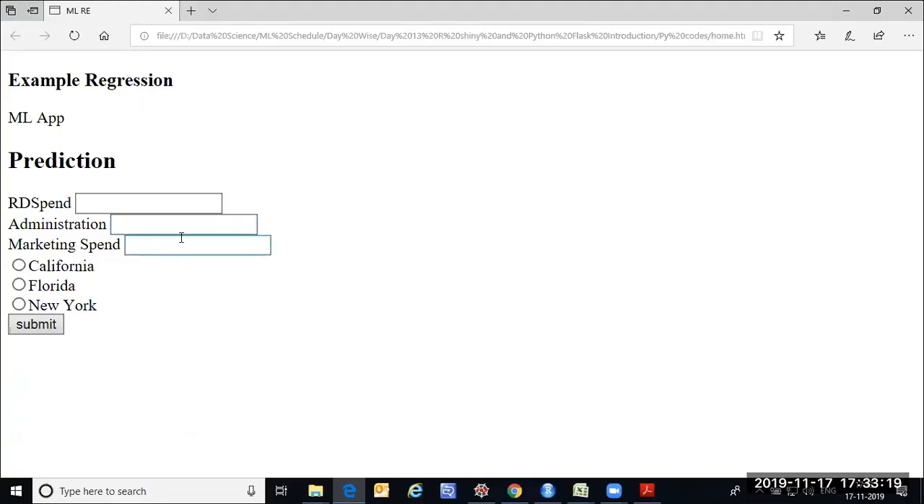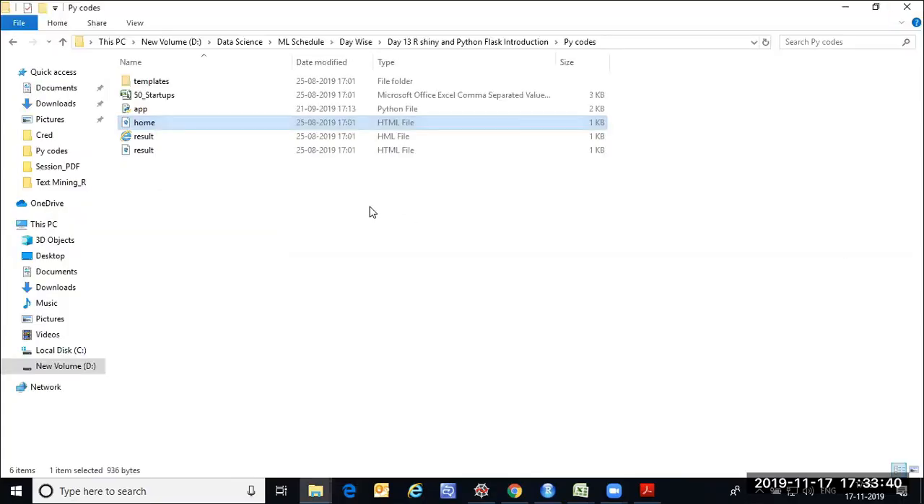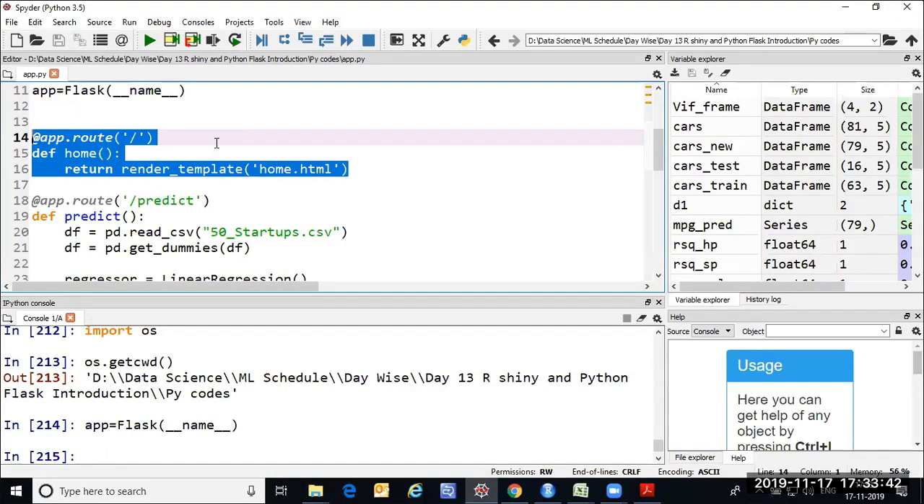In a similar way, there's a different problem that we are solving, not the cost problem. A different regression problem. There's a marketing spend and the cost that you are spending on administration, and based on various things, like which state you are actually working for, the output is going to display accordingly. This is a template I'm using, so I'm rendering the template.